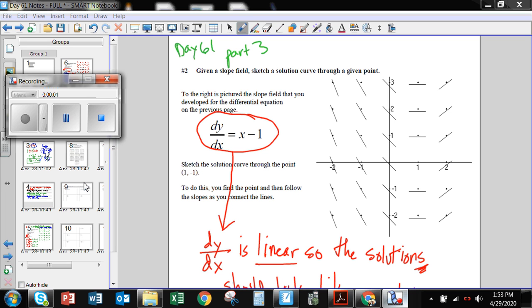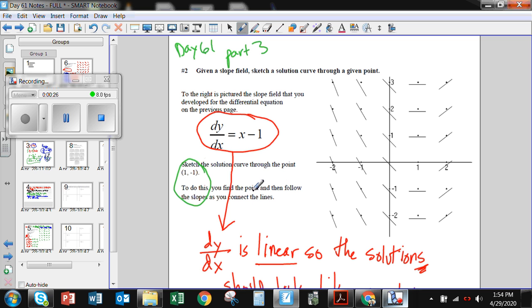Calculus, Unit 7, Day 61, Part 3. Given a slope field, sketch a solution curve through a given point. So to the right is pictured the slope field that you developed from the differential equation on the previous page. That was the first one we did, dy/dx equals x minus 1. Sketch the solution curve through the point (1, -1). So they're specifically asking us to do it through that point.